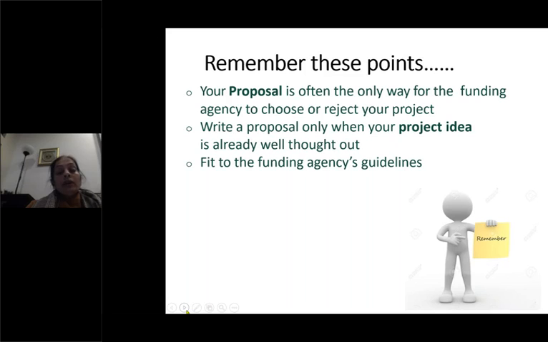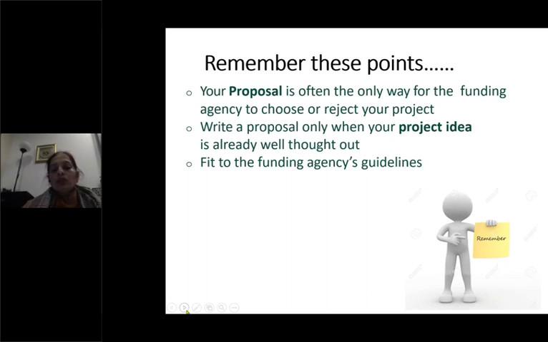So whether you will get the project or it will be rejected, it totally depends upon the proposal. Once the proposal goes through, that is when they consider you for the next stage. So it should be perfectly designed so that at least it passes through, because you may be an expert, but your expertise needs to be documented in that proposal, so that it is chosen. And write a proposal only when your project idea is already well thought out.